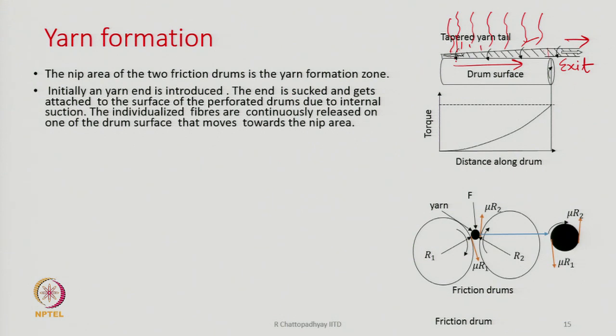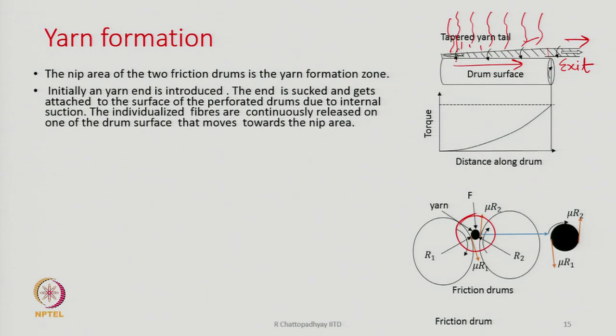Now, the nip area of the two friction drums is the yarn formation zone. So, this is the nip area, and this is the place, the yarn formation zone. Initially, a yarn end is introduced. That means a fresh yarn is always first introduced. The end is sucked and gets attached to the surface of the perforated drum due to internal suction.